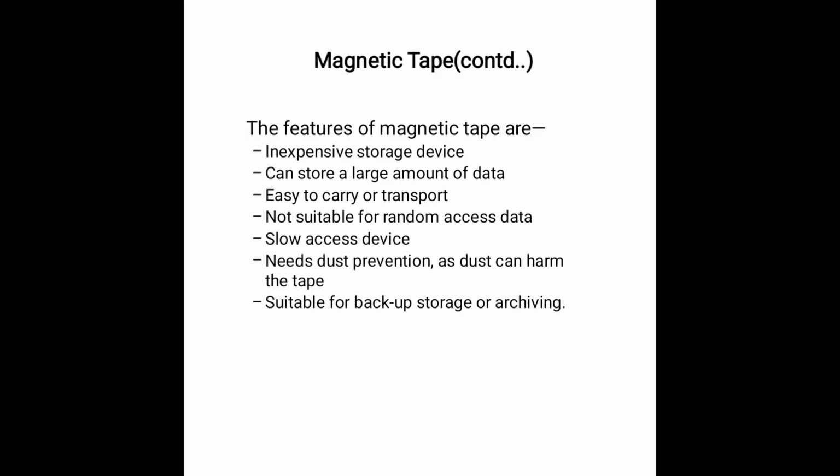The features of magnetic tape are: an inexpensive storage device, it can store a large amount of data, and it is easy to carry or transport. It is not suitable for random accessing of data, it is a slow accessing device, and it needs dust prevention as dust can harm the tape. So it is suitable for backup storage or archiving.